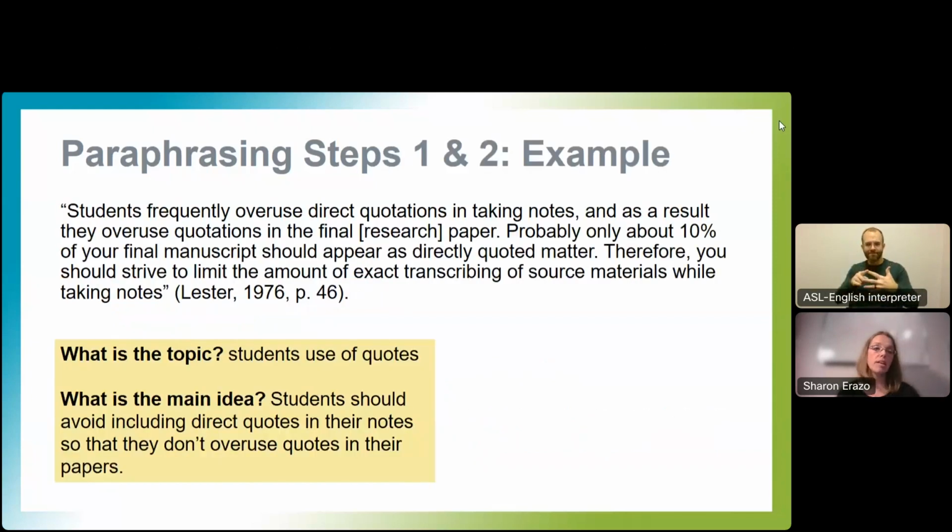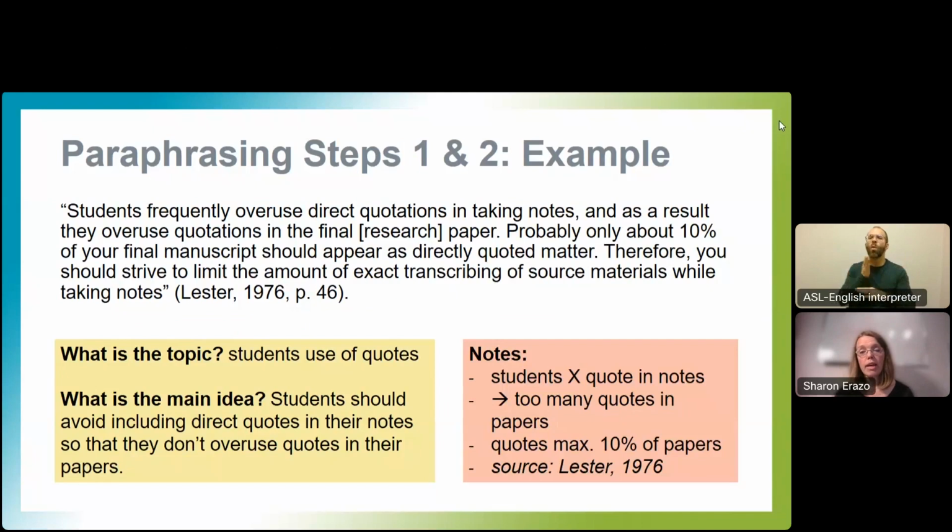So just to look at the text that we saw earlier, here's the original text that we had gone through line by line. If I were to identify the topic here, it would be basically the students' use of quotes, and the main idea I would potentially state as students should avoid including direct quotations in their notes so they don't overuse quotes in their paper. If I were to take notes about the key points from this text that I will want to paraphrase, it may be something like this: students, direct quotes and notes.